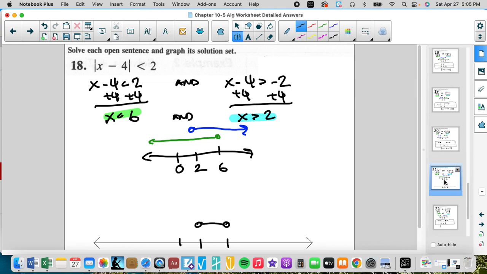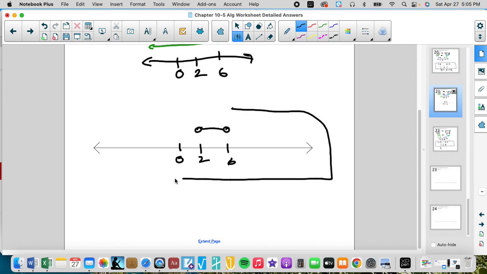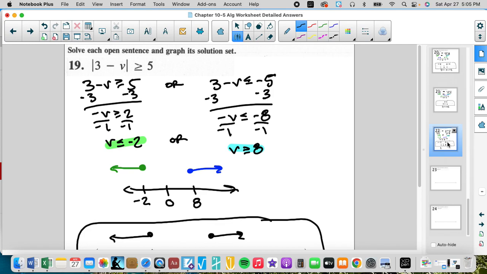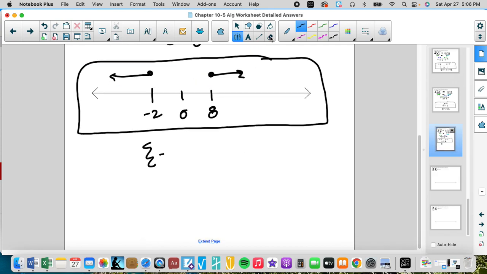Did I not write the solution to the last one? Did I? Oh, I did not. That was bad. That is the solution, and that solution is 2 is less than x, which is less than 6. Sorry about that. I was saying it was important to practice, and we made a boo-boo. Maybe because I didn't box it. So this one is x is less than or equal to negative 2, or x is greater than or equal to 8. That would be the answer.